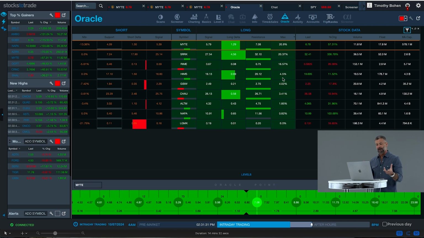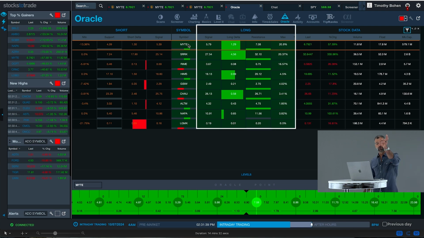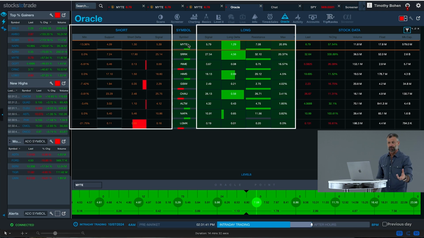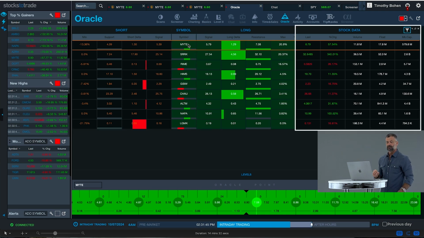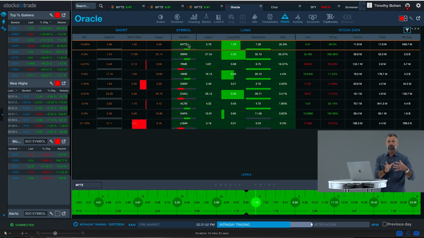So going back to MYTE, let me walk you through the whole thing. You're going to see there are 2 columns: a long column as well as a short column. Then you have the symbol in the middle, and then the stock data. For the sake of today, I'll do another video talking about short selling with Oracle, so we're going to ignore the short side. I promise I'll do another video for all you short sellers out there.